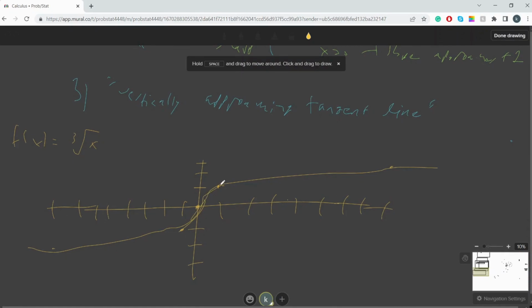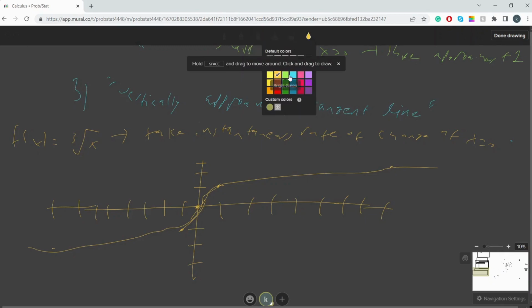Now let's consider what happens when we take the derivative, right? Take the instantaneous rate of change at x equals 0. So how are we going to do this? Well, let's consider a second point of interest and move the second point closer and closer to x equals 0. And we're going to consider both cases.